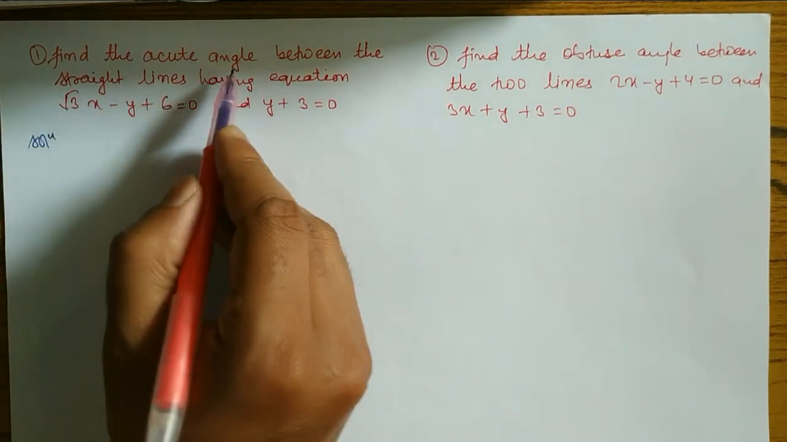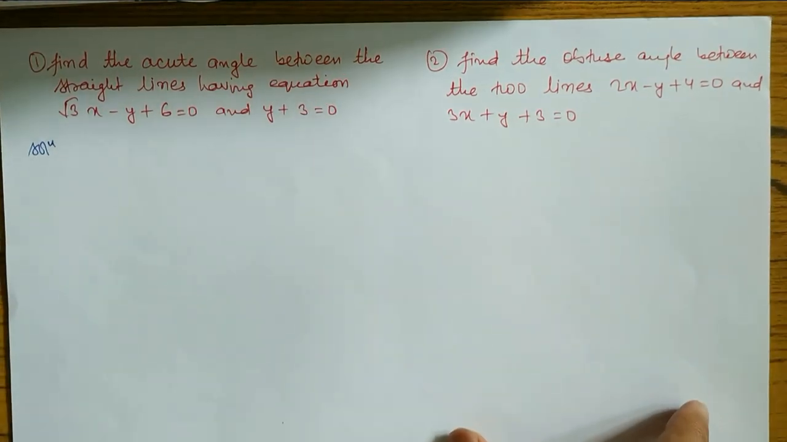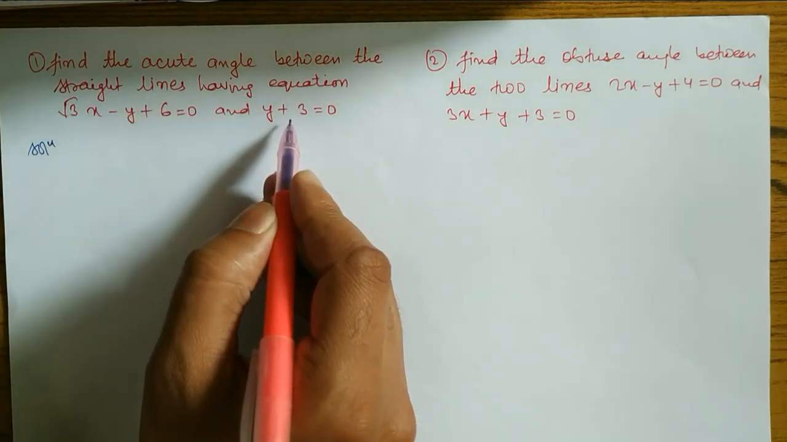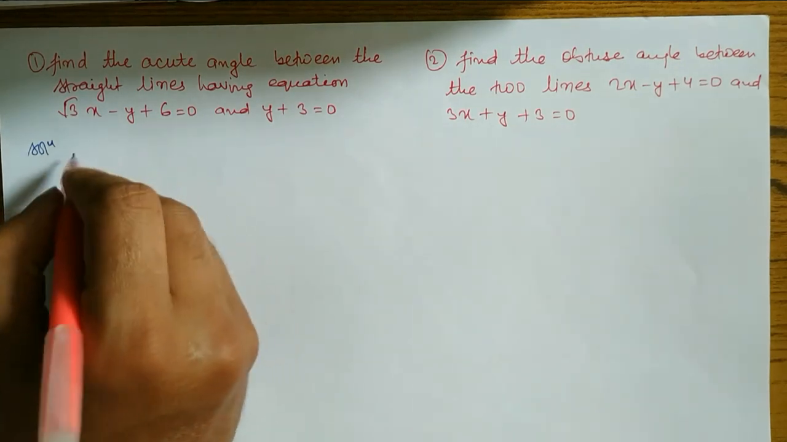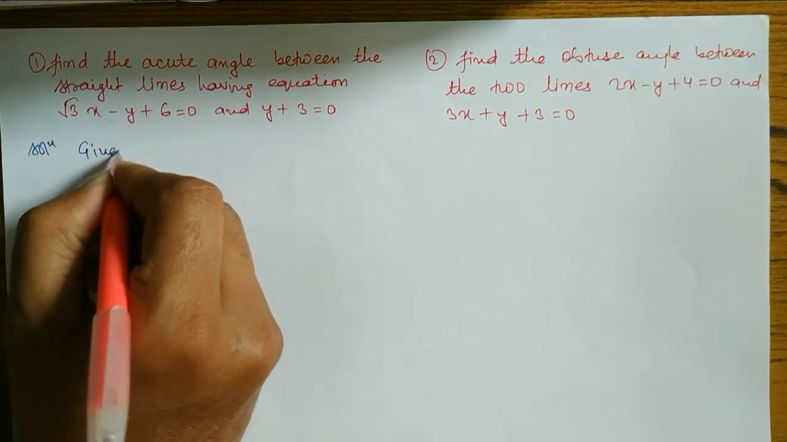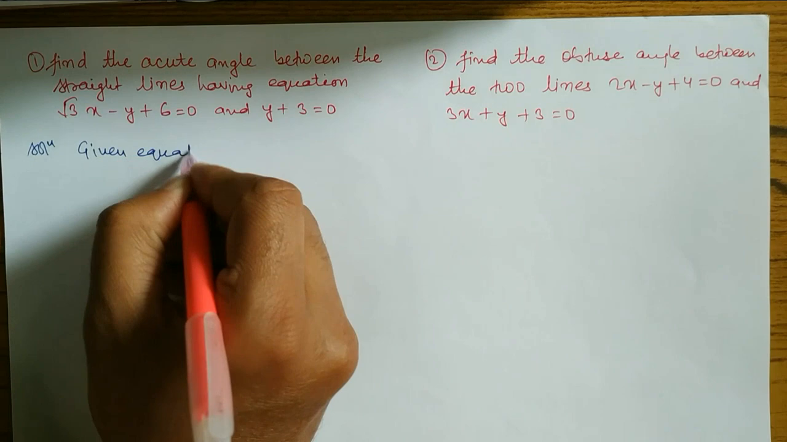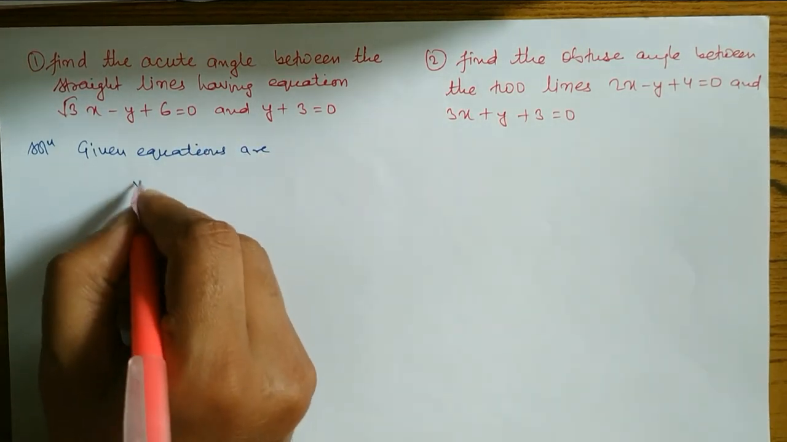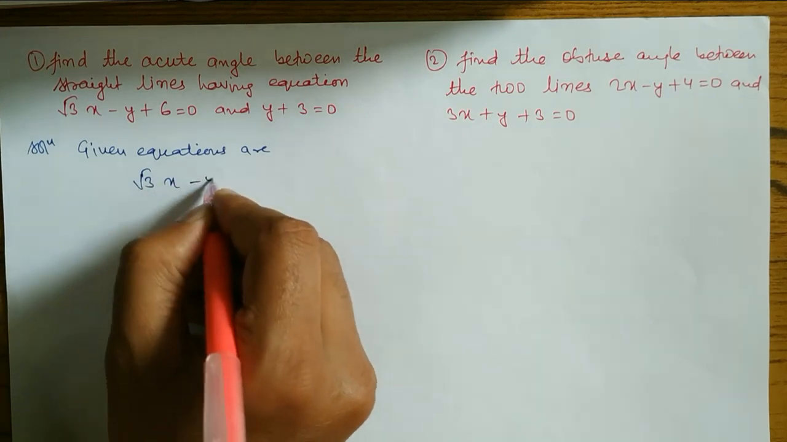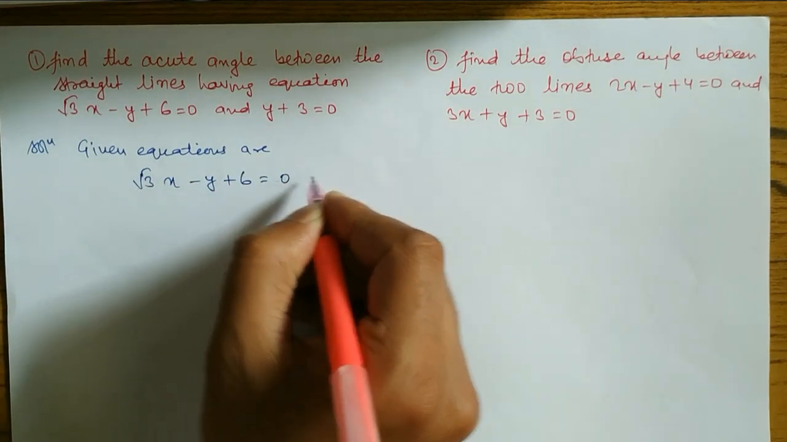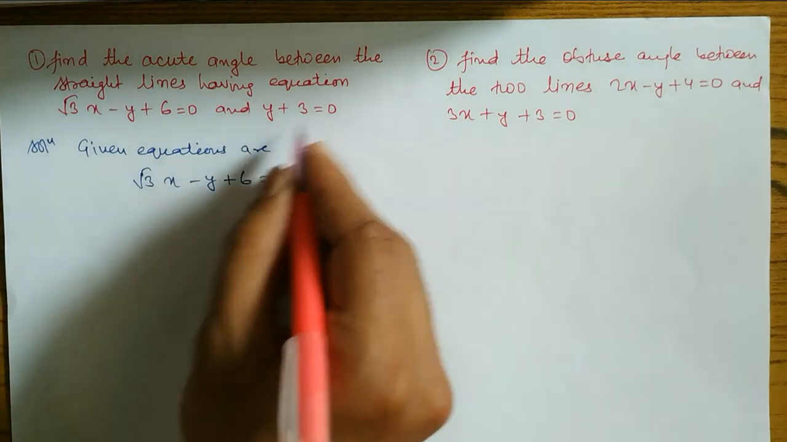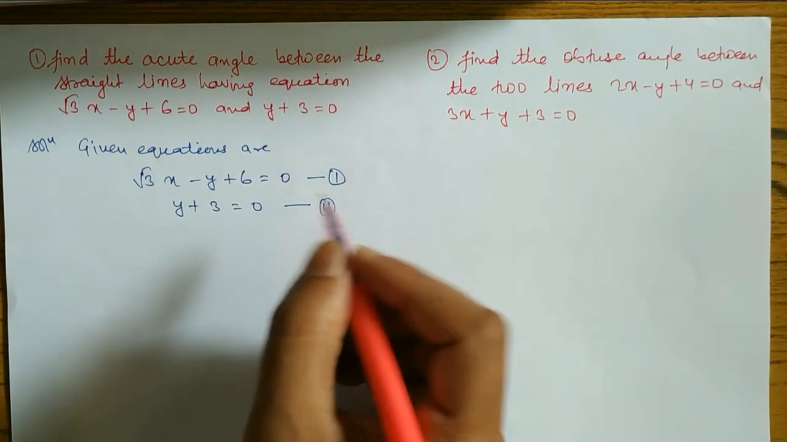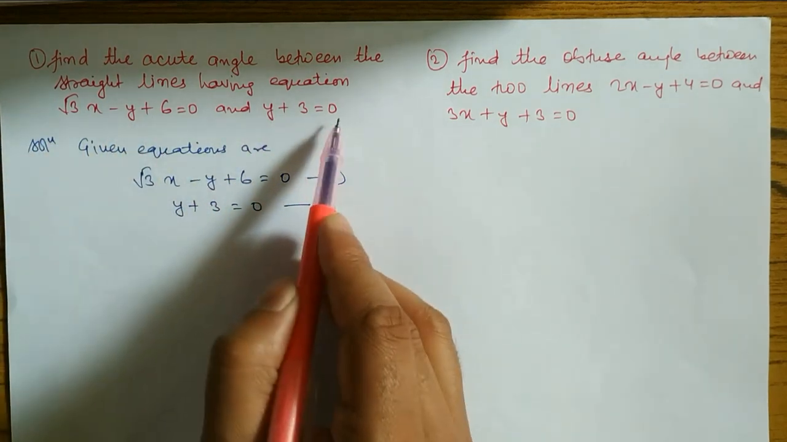Solution. Find the acute angle between straight lines having equations. Two equations are given here. We have to find the acute angle. Given equations are root 3x minus y plus 6 is equal to 0, equation 1, and the second equation is y plus 3 is equal to 0, equation 2.